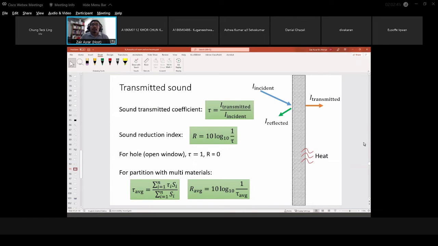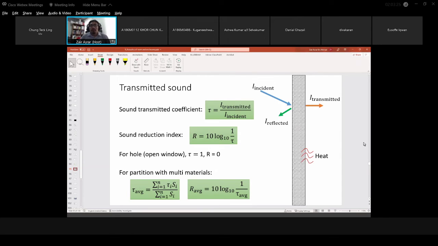Okay, so if we have a wall, we have incident sound energy that will be reflected, transmitted, and absorbed. Based on this, we can calculate the sound transmission coefficient, which is equal to the transmitted sound intensity divided by the incident sound intensity. Then we can also calculate the sound reduction index R, which is equal to 10 log10 of 1 over the sound transmission coefficient.